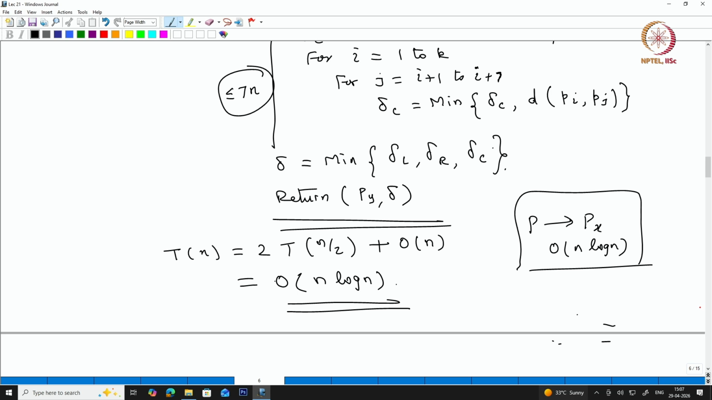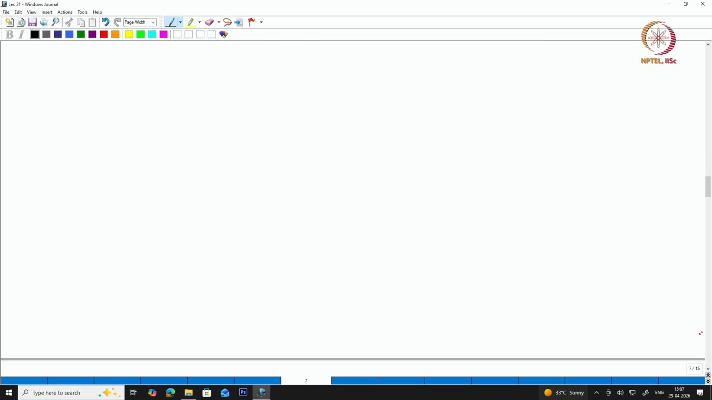So, let me summarize the various things that we have discussed in the divide and conquer idea. The divide and conquer paradigm is a very clever paradigm. It is one of the best ideas in algorithmic thinking, and the exact analysis of divide and conquer algorithms is mathematically really challenging.